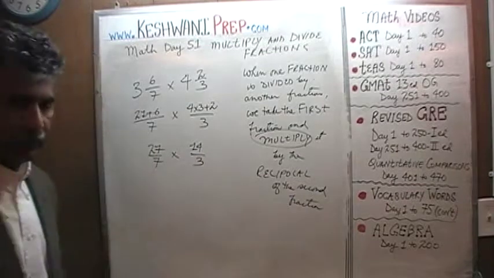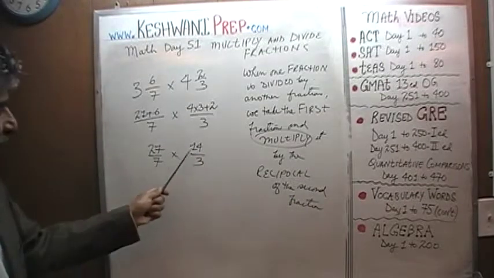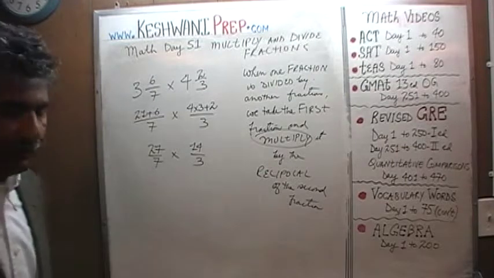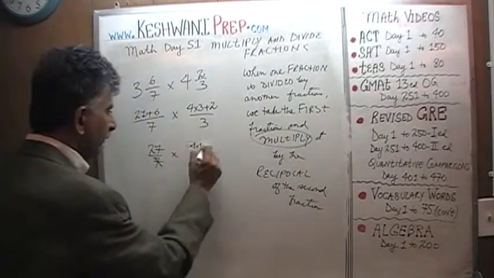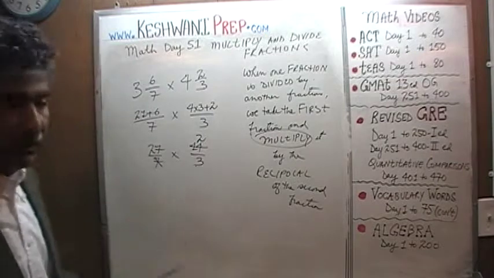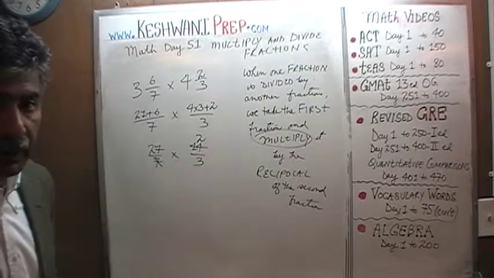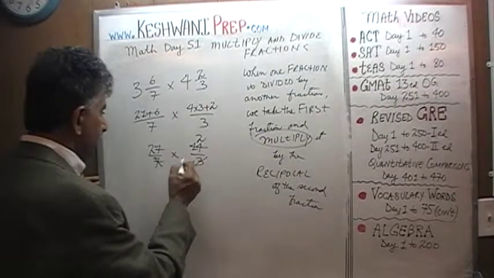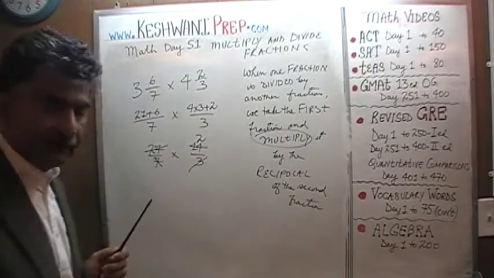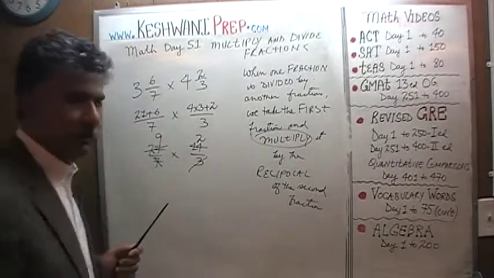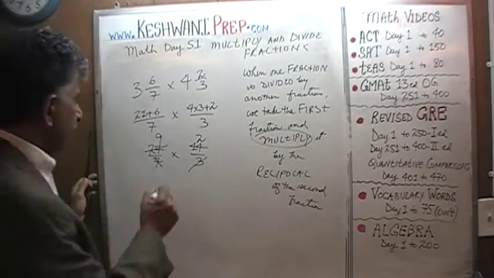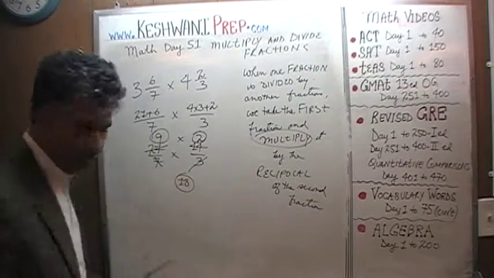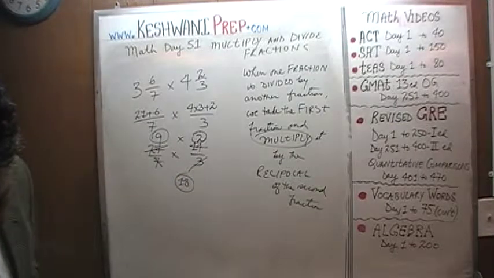Isn't it nice how numbers work out here? We see 7 on the bottom, we see 14 on the top. Let's divide the top and bottom by 7. If we do that, 7 drops out and 14 becomes 2. We see 3 at the bottom, we see 27 on the top. They both have a common factor of 3. Let's divide top and bottom by 3. 3 drops out and 27 has 9 threes. 9 threes are 27. So we end up with 9 times 2. Final answer is 18.